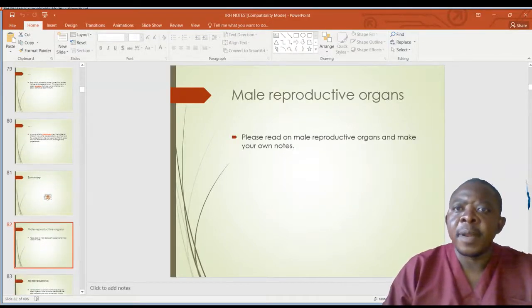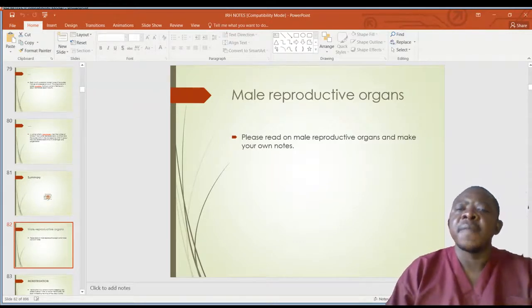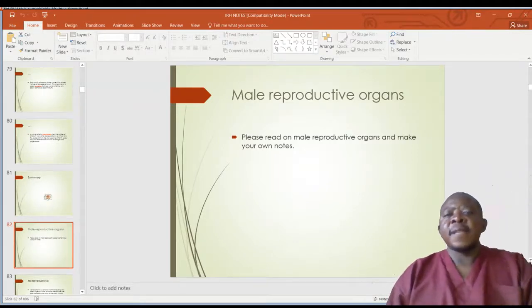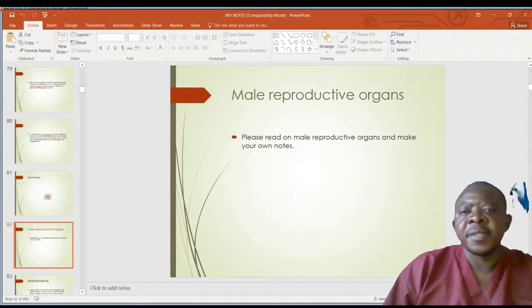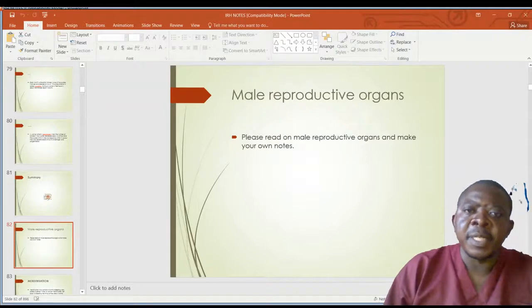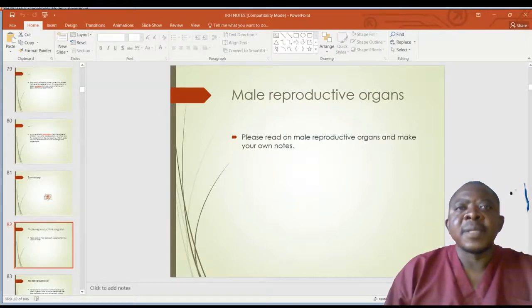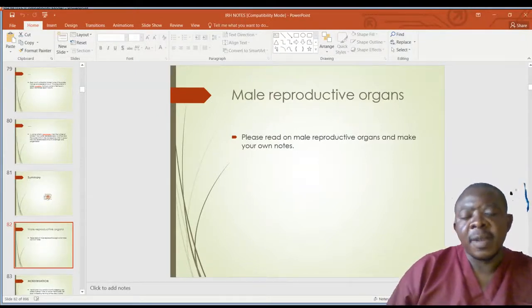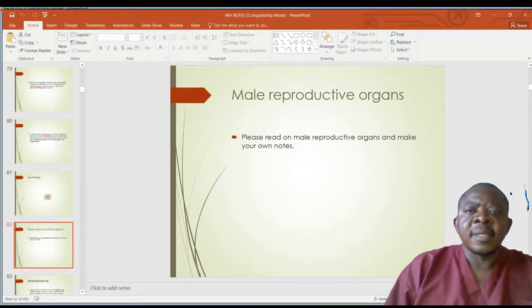So the male reproductive organ, in another series, we are going to look at this one. We're going to look at the male reproductive system and also show some diagrams so that we appreciate the parts that are important in the integrated reproductive health system or topic. So that is the lesson.